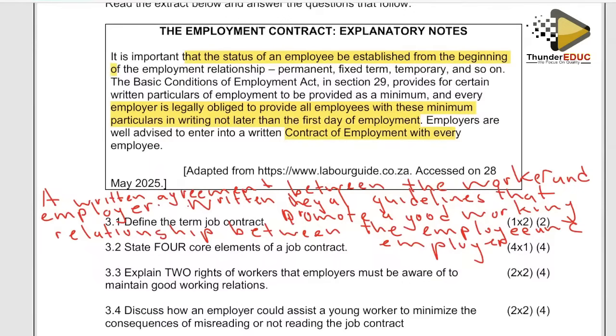Then you can also say that these are written legal guidelines that determine the relationship between the employer and the employee. So before you start work, you must enter into a contract with an employer on the terms and conditions which you are supposed to follow. All right, so the next question requires us to explain 4 elements of a job contract, the elements which are supposed to be included in a job contract.